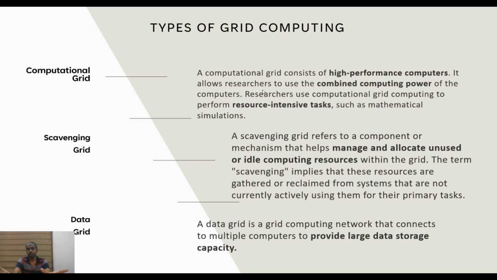A scavenging grid refers to a component or mechanism that helps manage and allocate unused or idle computing resources within the grid. The term scavenging implies that these resources are gathered or reclaimed from systems that are not currently active, using them for primary tasks. And lastly, we have a data grid. A data grid, as the name implies, connects multiple computers to provide a large data storage capacity.